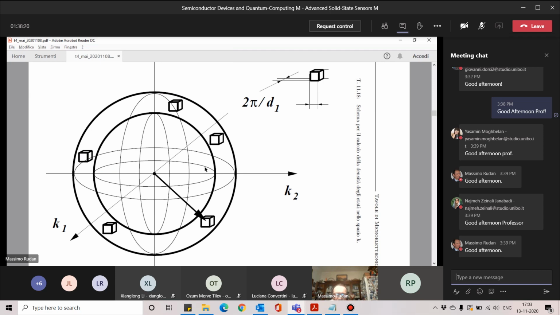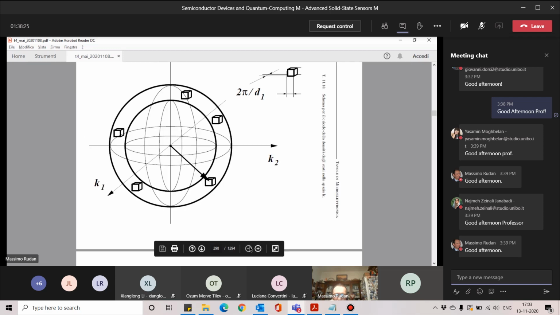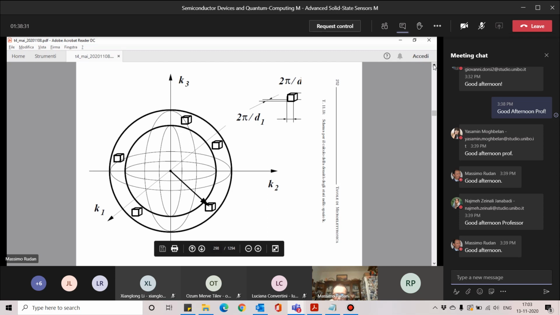You have the K space. So the axes are K1, K2, and K3. You start with a sphere of radius K. Then you increase the radius by a small quantity. So you have a shell. Now you want to know how many vectors K have the tip inside the shell.